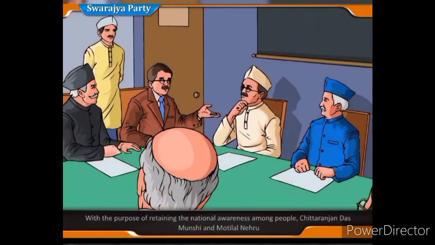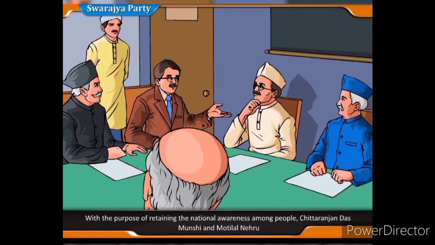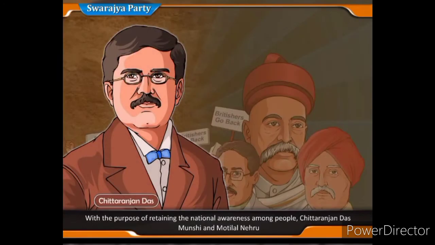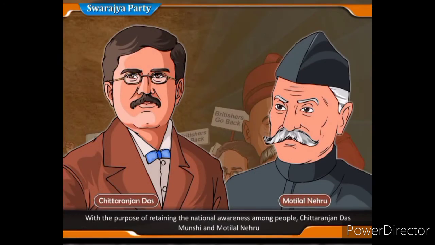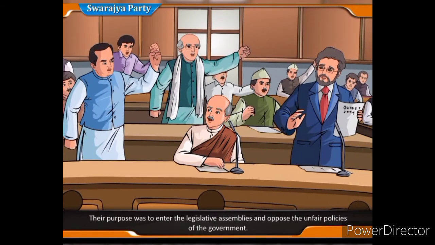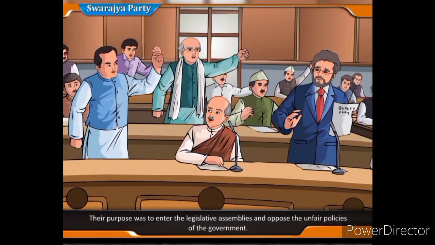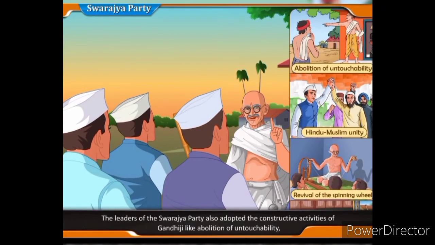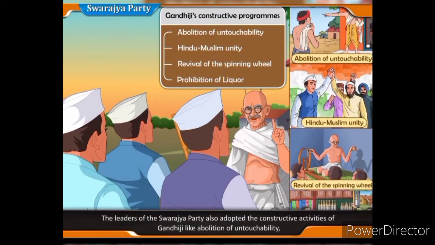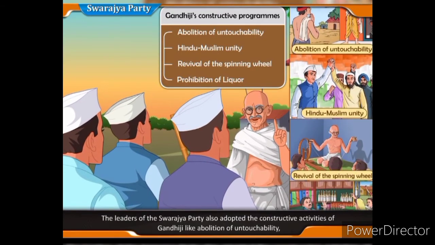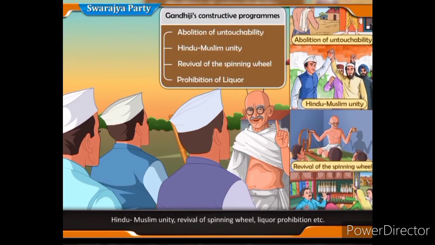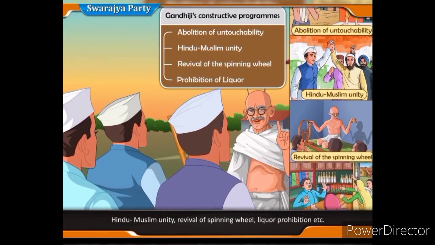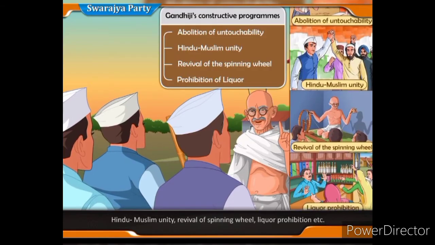Swarajya Party. With the purpose of retaining the national awareness among people, Chittaranjan Das and Motilal Nehru formed the Swarajya Party after the withdrawal of the Non-Co-operation movement. Their purpose was to enter the legislative assemblies and oppose the unfair policies of the government. The leaders of the Swarajya Party also adopted the constructive activities of Gandhiji, like abolition of untouchability, Hindu-Muslim unity, revival of the spinning wheel, liquor prohibition, etc.